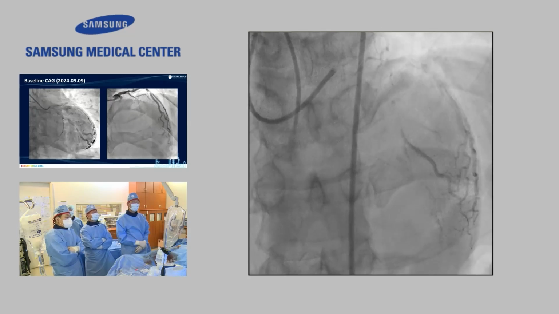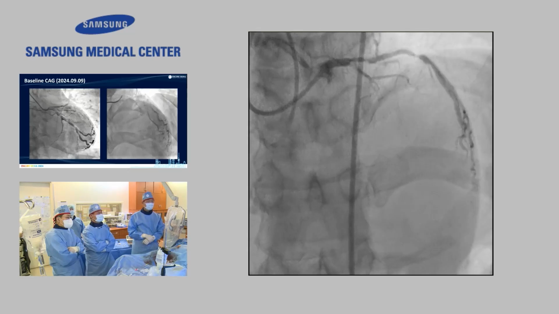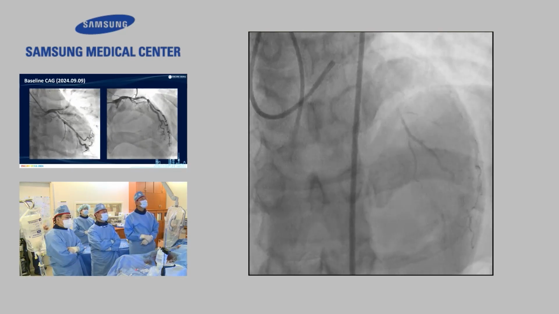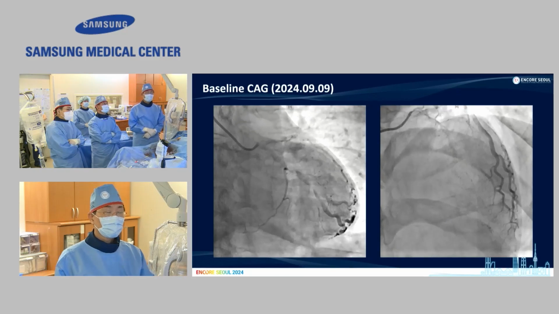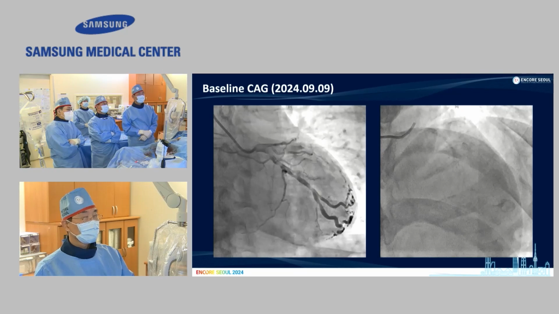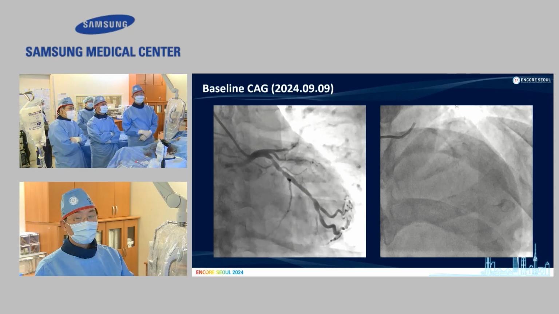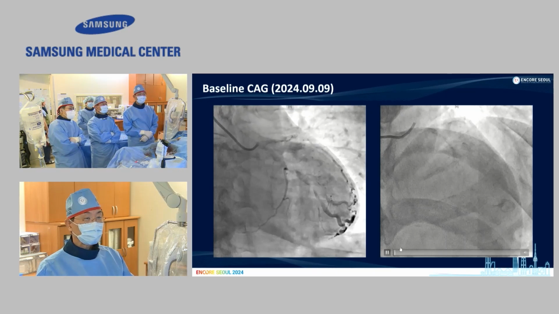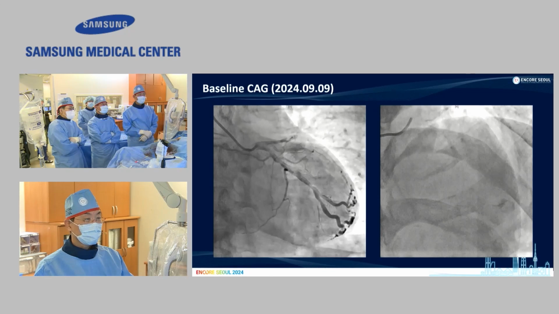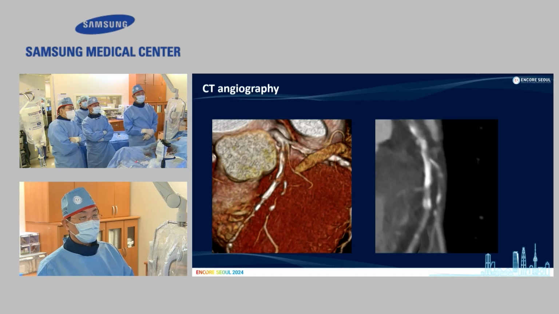So, any comment from the panel? As Dr. Kwon presented, the LAD approach looks reasonable, but I don't see the origin of the diagonal branch. From the images of CT angio, it looks like the diagonal origin should be next to the calcification in the proximal LAD, but I'm worried I don't see the ostium of diagonal branch. So is targeting the calcium a reasonable approach, you think?